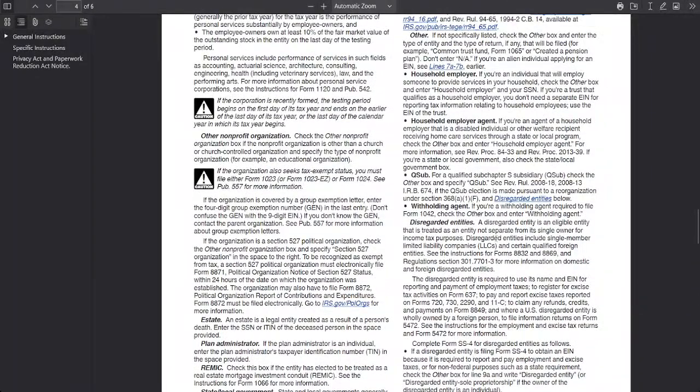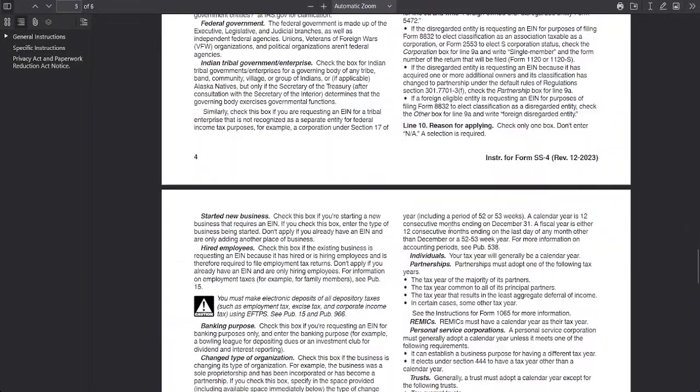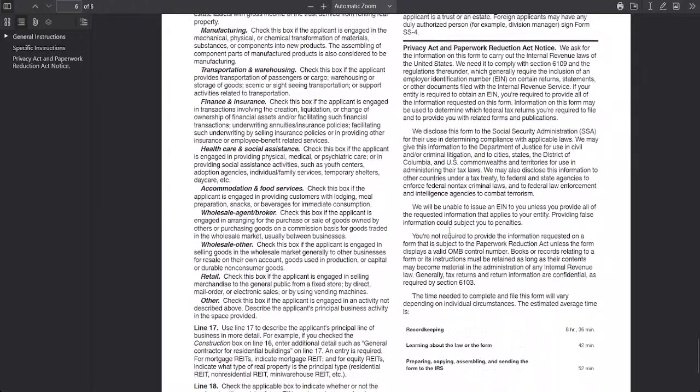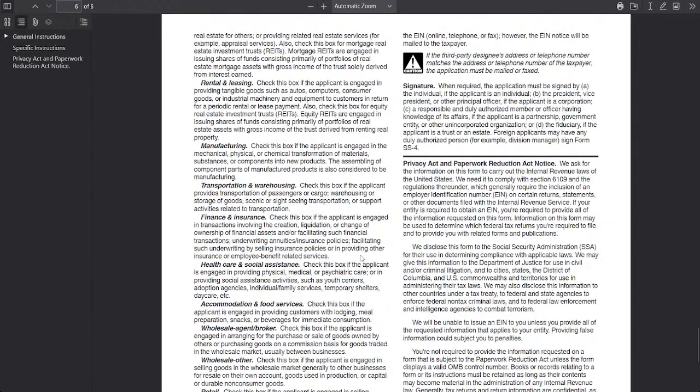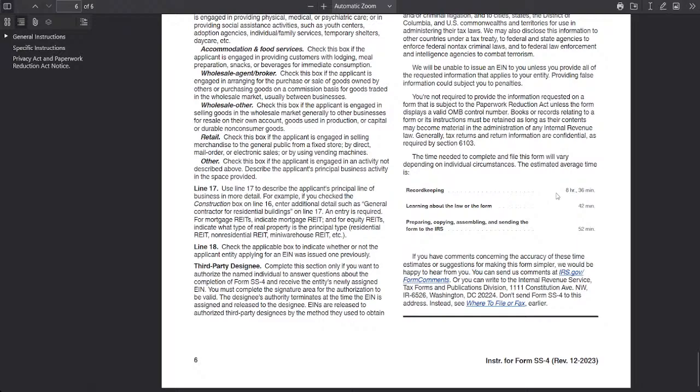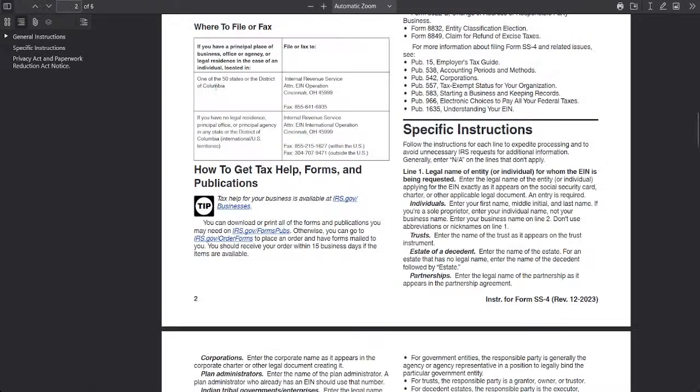So here we go. Ooh, let's check this out. A disregarded entity, I like this one, is an eligible entity that is treated as an entity not separate from its single owner for income tax purposes. Disregarded entities include a single member limited liability company and certain qualified foreign entities. That's good to know. Line 16, signature. Third party designee, when required. It doesn't say where to send it. Maybe I missed it. Where to file. Here we go. Where to file or fax. If you live in one of the 50 states or the District of Columbia, send it to Internal Revenue Service, Attention EIN Operation, Cincinnati, Ohio.